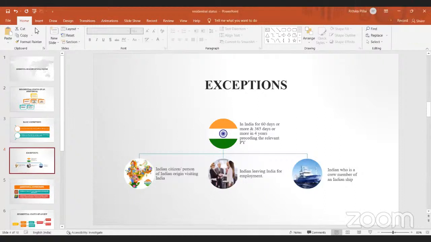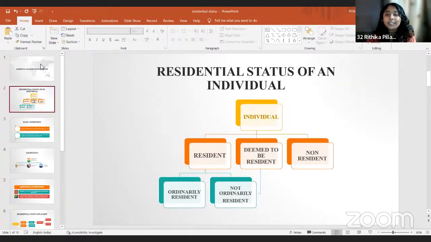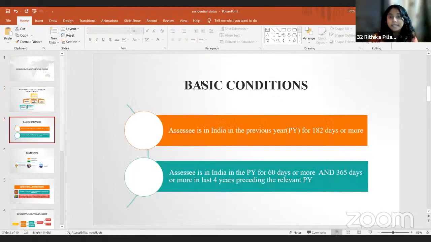Yes, visible. So the topic that I'd like to explain today is residence and the scope of total income. When it comes to the income tax law, the assessee is categorized into three segments: either he's a resident, or he's deemed to be a resident, or a non-resident. To be deemed a resident, he has to fulfill certain conditions. But before that, let's see how he can be classified as a resident or a non-resident, based on certain basic conditions.